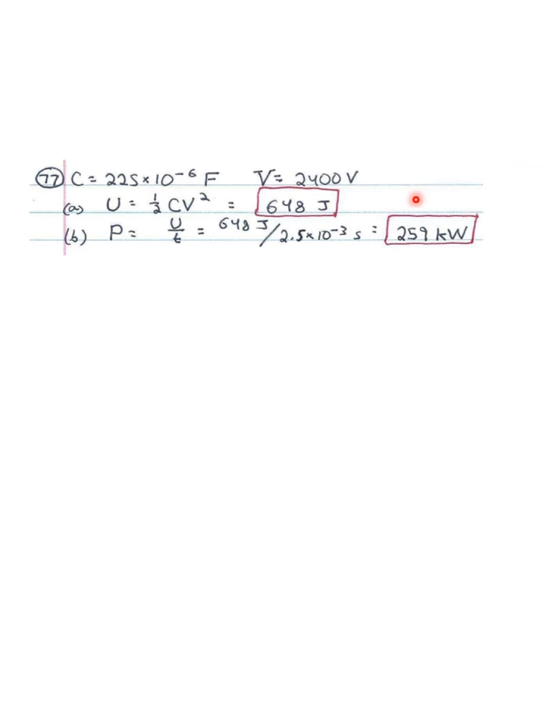The energy stored in a capacitor is given by 1/2 CV squared. So we take capacitance times V squared times 1/2. You should get 648 joules. Then remember that power is energy delivered or energy transformed divided by time. 648 joules divided by 2.5 times 10 to the negative 3 seconds, and you get 259 kilowatts.